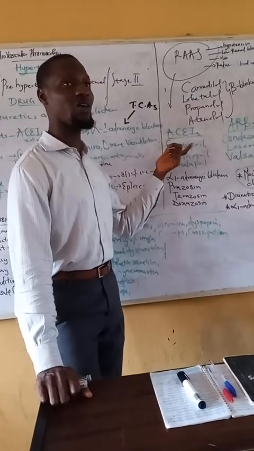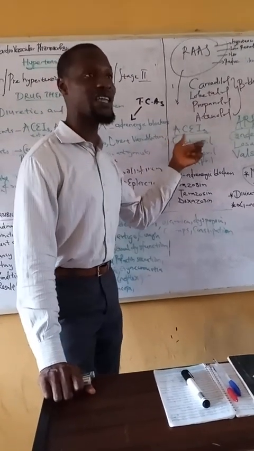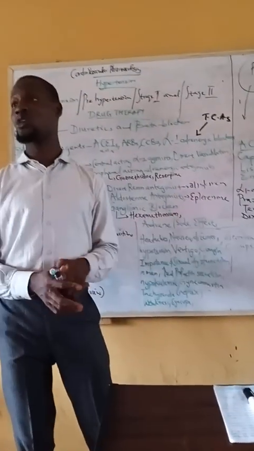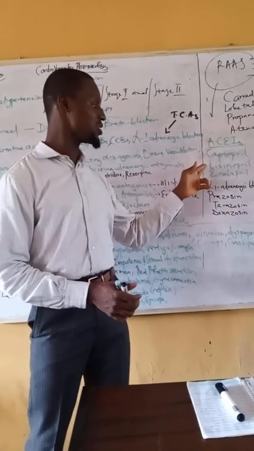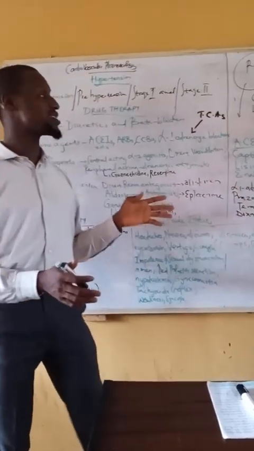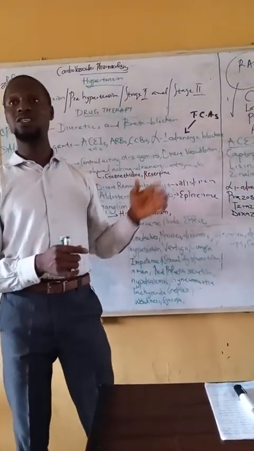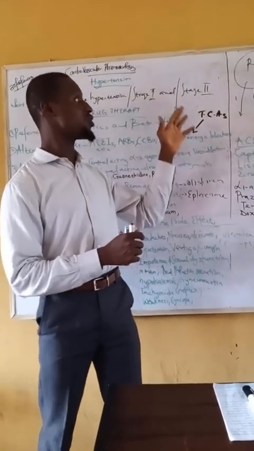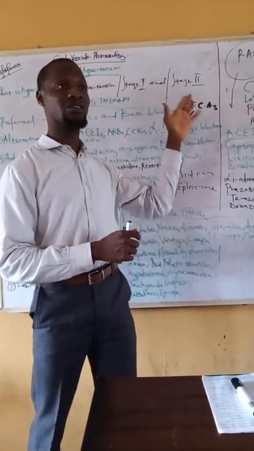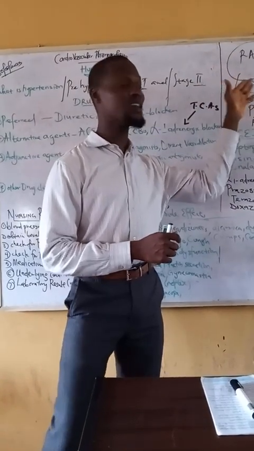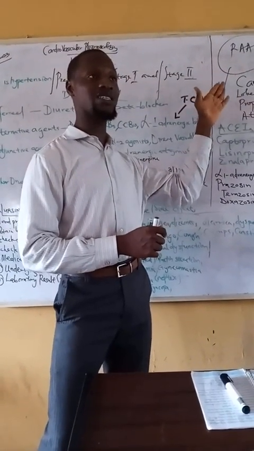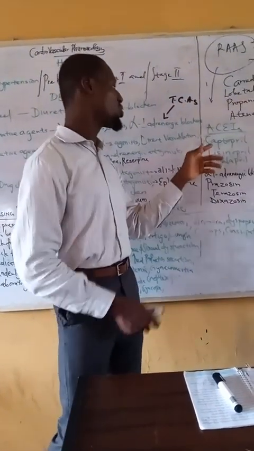ACE inhibitors are called what? Angiotensin converting enzyme inhibitors. What did this drug class do? Just like captopril, lisinopril, and enalapril, what they do is they prevent the conversion of what? Angiotensin 1 to angiotensin 2. So once you prevent that conversion, that means renin will not be released to activate what? Angiotensinogen. The angiotensinogen will not be converted to angiotensin 1 and then 2.